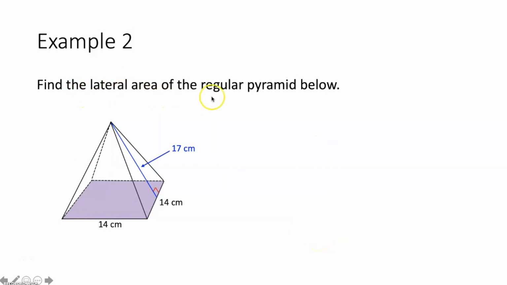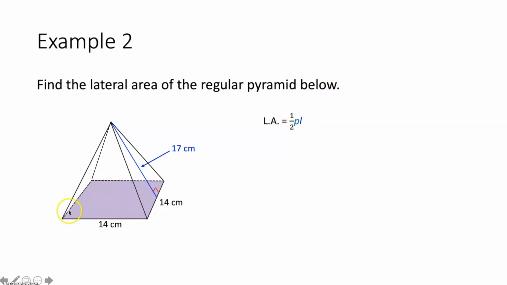Now example 2 says find the lateral area of the regular pyramid below. So we again have a regular pyramid, meaning our base is going to be a regular polygon. And since it's a quadrilateral, that means it's going to be a square. This time they give us the slant height, so that's nice. Well, in order to find the lateral area of a regular pyramid, we need to remember what is the lateral area of a regular pyramid formula. Well, that would be lateral area is equal to 1/2 the perimeter of the base times the slant height. So do we have those things over here?